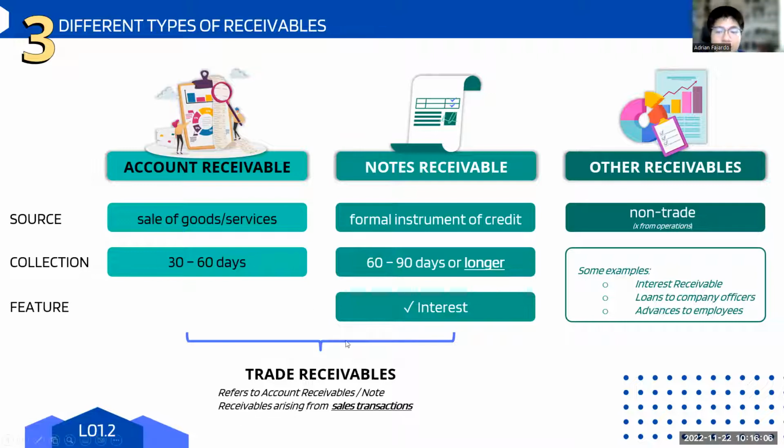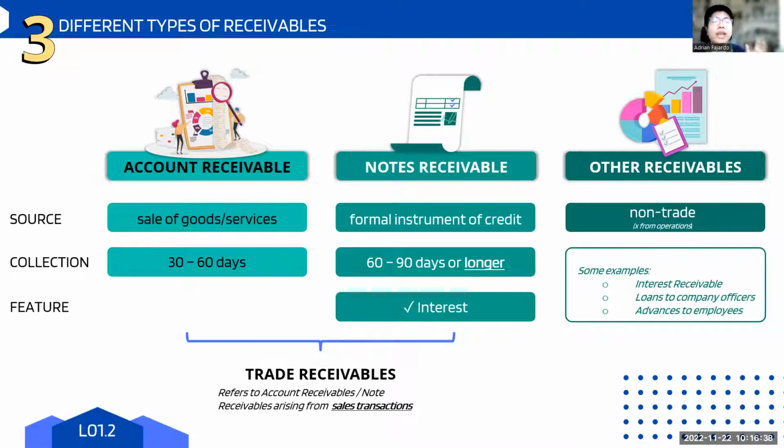And under trade receivable, we'll have our two major types, our accounts receivable and our notes receivable. Okay? And then the one on the right will have your other receivables, which are your non-trade receivables. So what are non-trade receivables? Non-trade receivables are those claims that arise not from the ordinary course of business or operations.